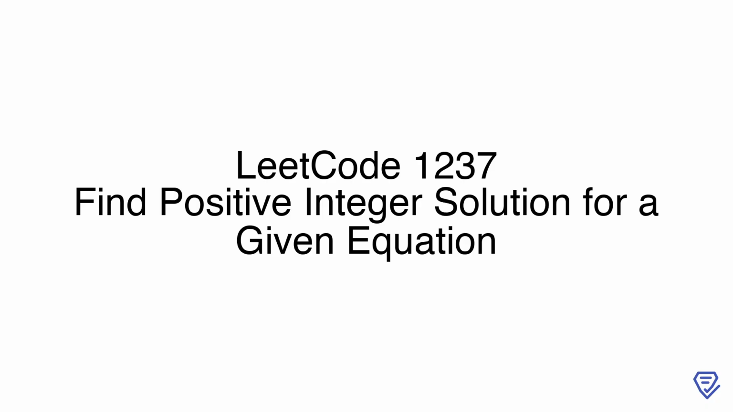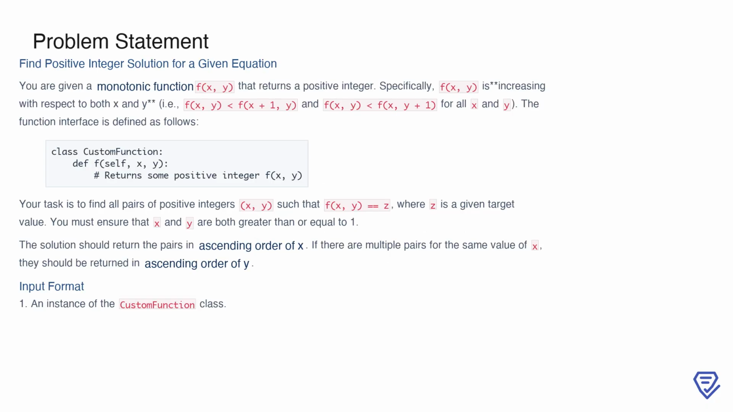Let's dive in. In this problem, you're given a monotonic function f(x, y) that returns a positive integer. The key property of this function is that it is strictly increasing with respect to both x and y. This means that as you increase the value of either x or y, the function's output will also increase. For example, if you compare f(x, y) with f(x+1, y) or f(x, y+1), the latter values will always be greater.